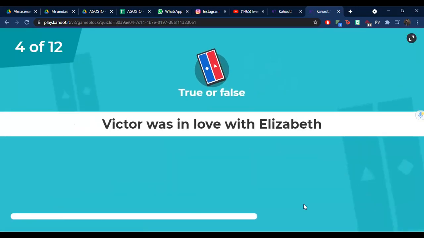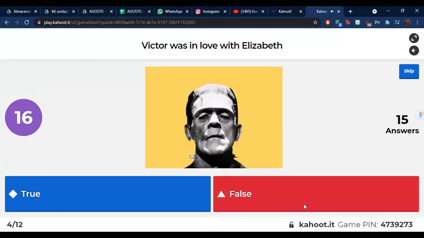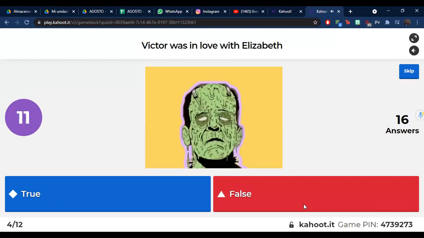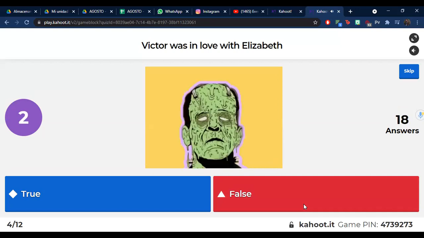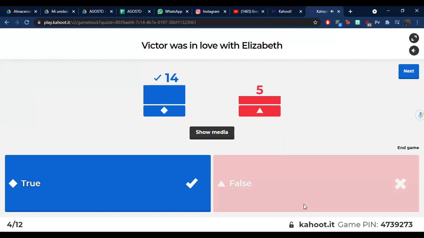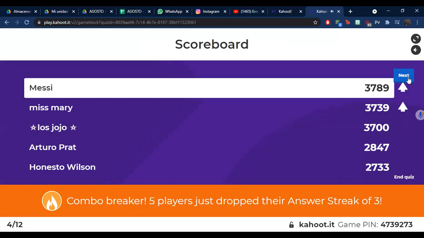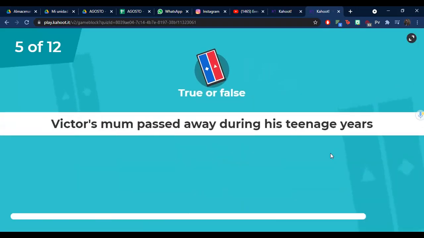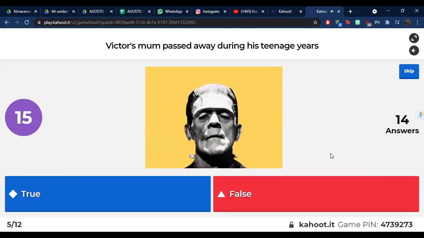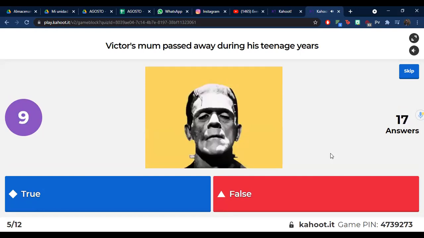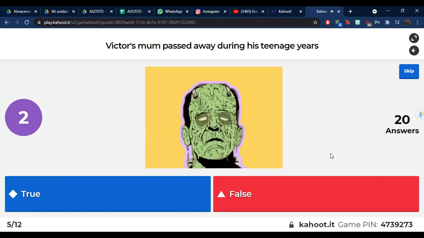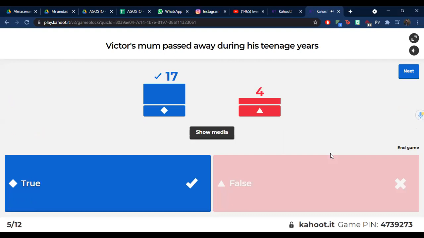Victor was in love with Elizabeth. Yes, that's true. They love each other. His mom told him that they're going to get married in the future. Victor's mom passed away during his teenage years. Passed away is the formal way of saying dying. Yeah, that's true, and she died. I mean, she died when he was 17, I think.